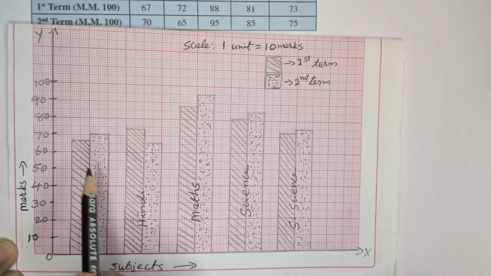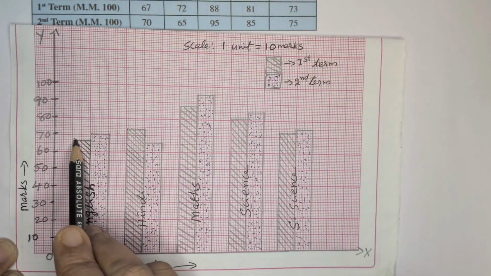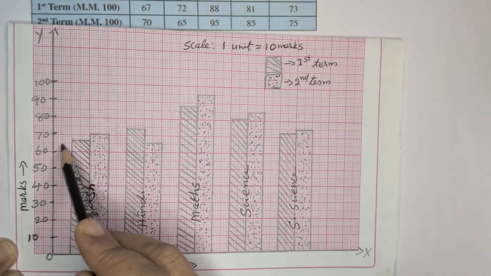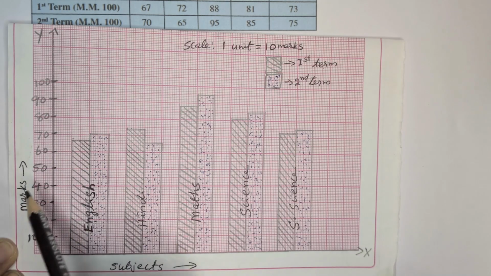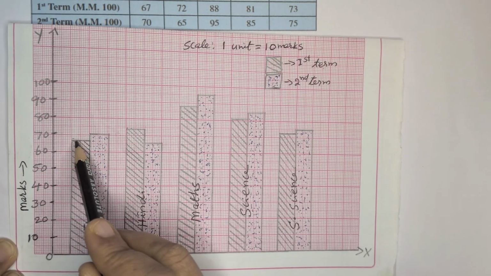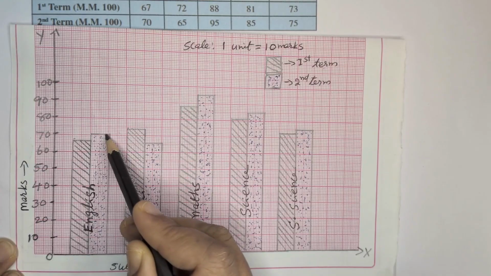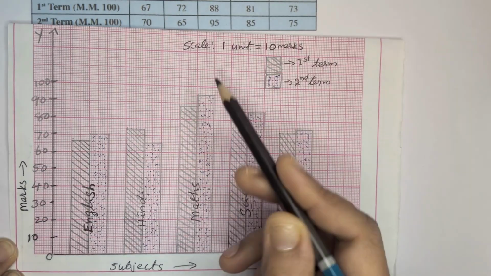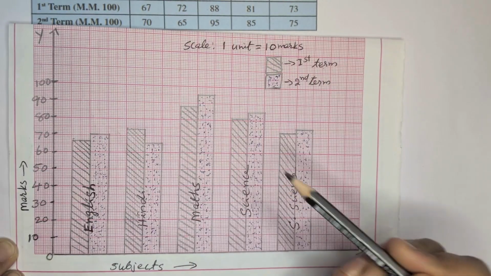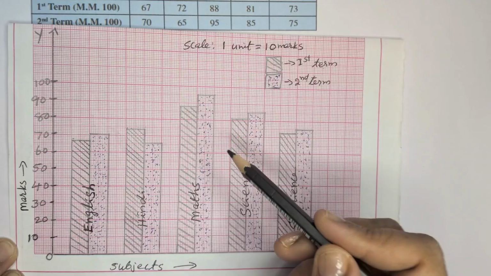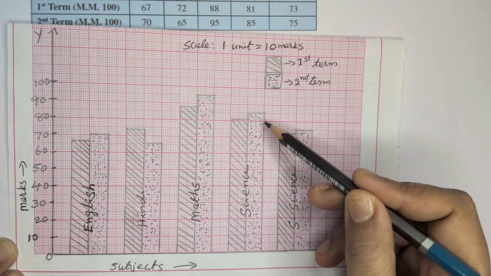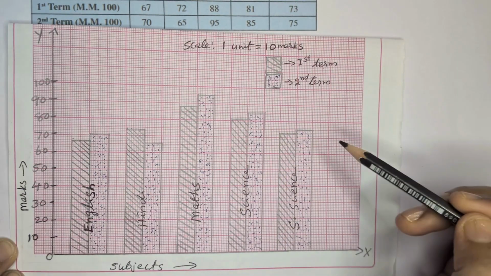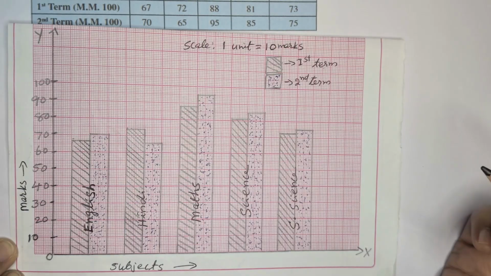So according to the table, 67. 10 small divisions are there in between each unit or in 1 centimeter. So we can count and take 67, this one 70. Hindi 72, 65. Maths 88, 95. Science 81, 85. Social science 73, 75.